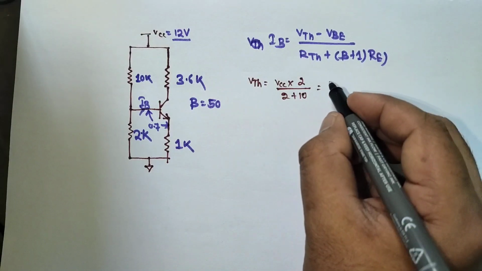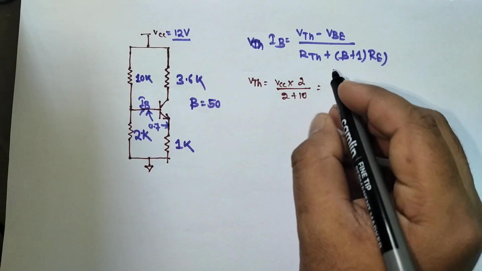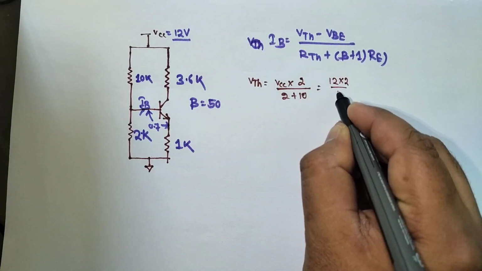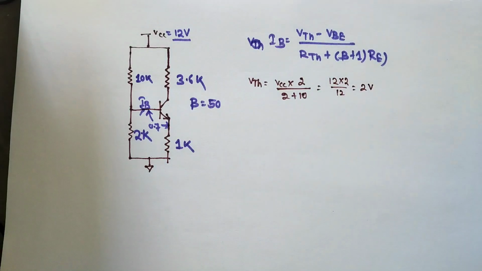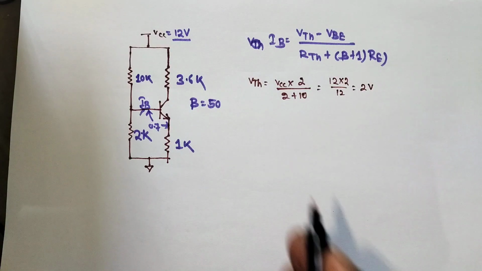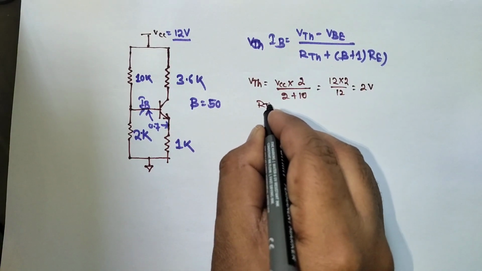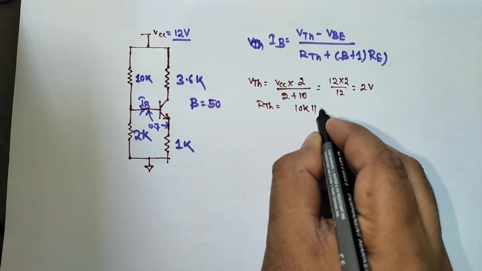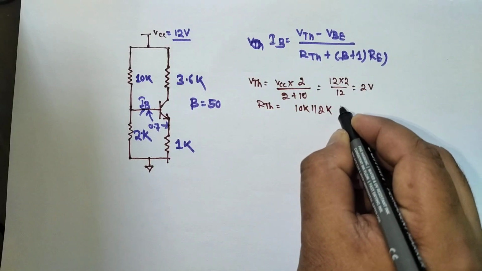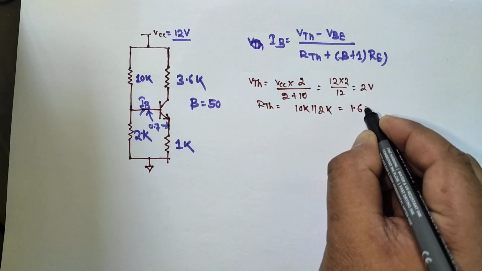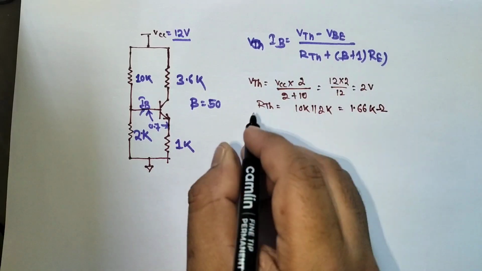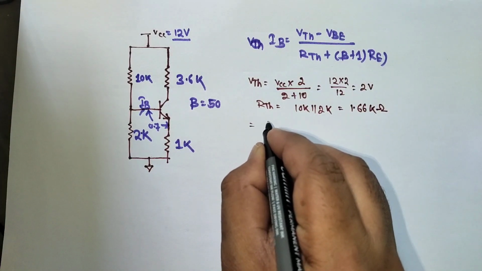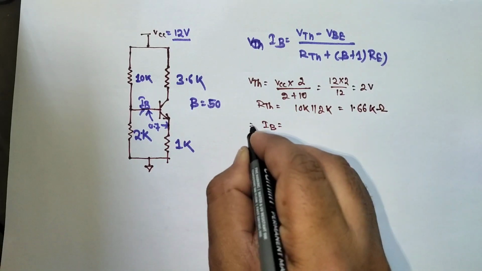This will become 12 into 2 divided by 12, this is 2 volt. Okay, this is VTH, and RTH is 10K parallel with 2K, which comes to 1.66 kilo ohm.